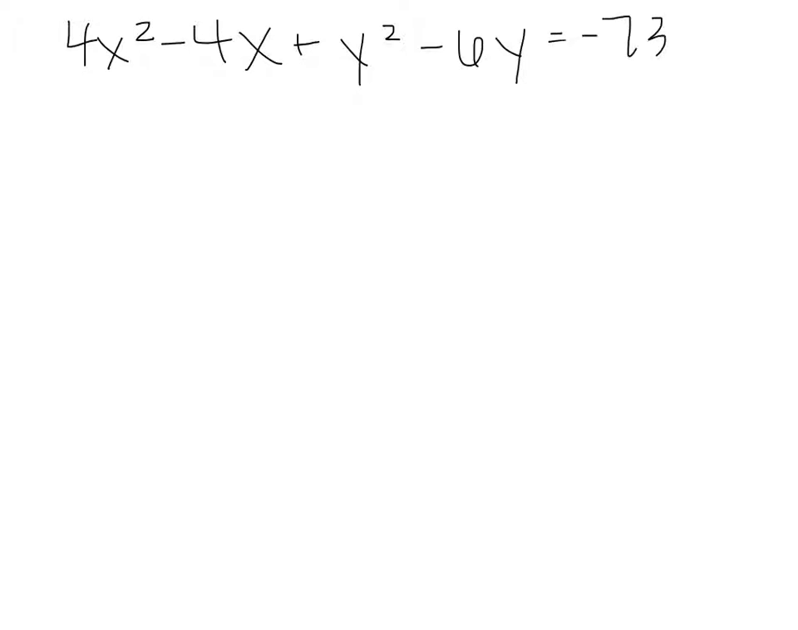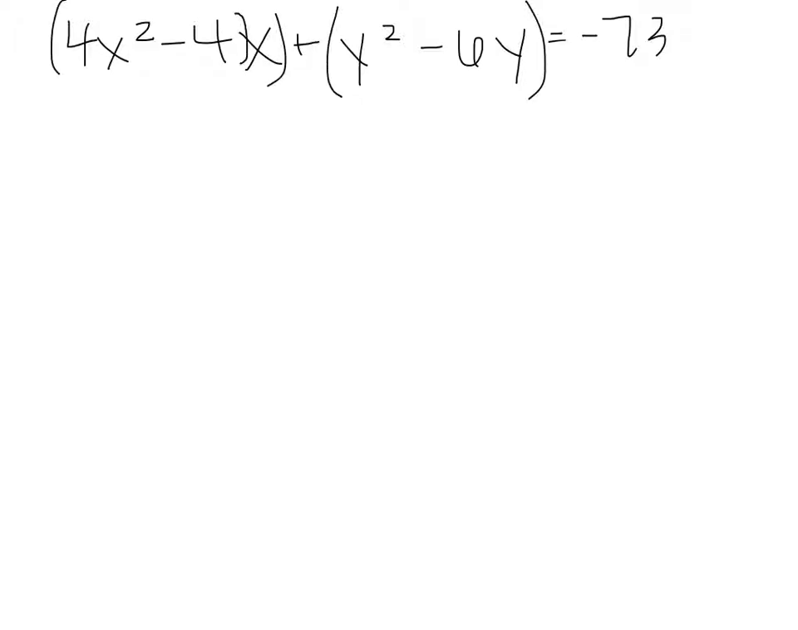Okay, so we are asked to find a couple different things from an ellipse given the equation. I was given the equation 4x squared minus 40x plus y squared minus 6y is equal to negative 73. So this is not in standard form, so we have to set it up into standard form. And to do that, we need to group first.